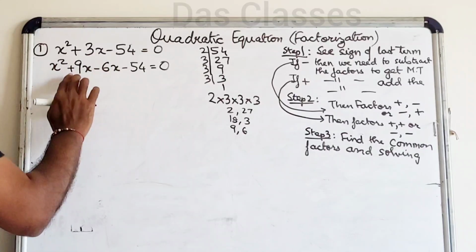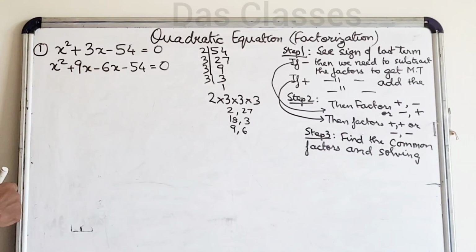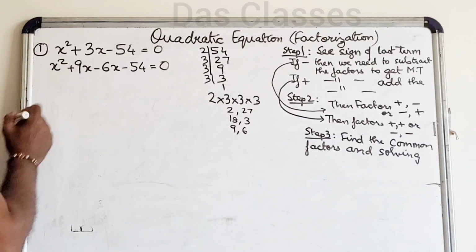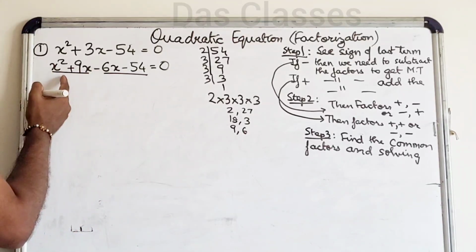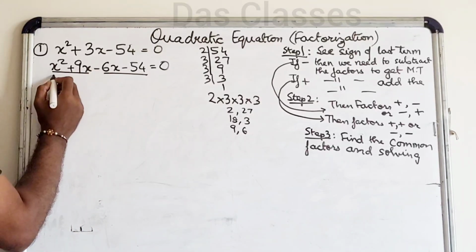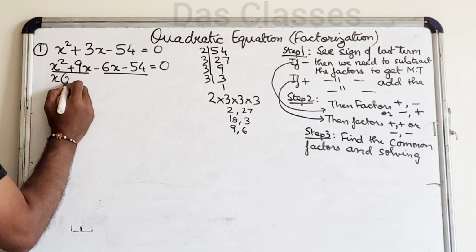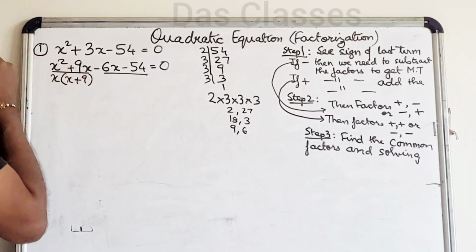So the other way around: this should be plus and this should be minus, then plus 9 minus 6 is going to be plus 3, and that's what the factor is. Once you know the factors, once you have given the sign, now you take out the common. So as you can see, in this x is common, so it's going to be x plus 9.